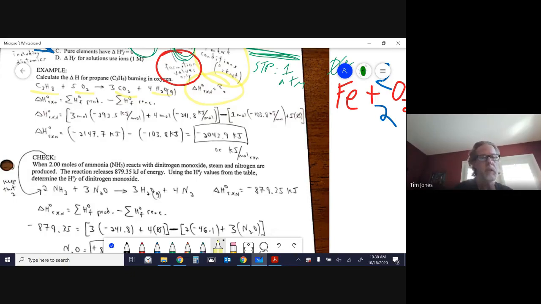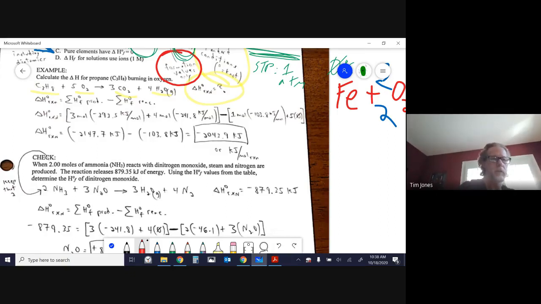Now, in this case, you want to keep the fuel a 1 if possible. So try to keep this an automatic 1 right here in front of C3H8, or whatever the fuel is. Everything else can have a coefficient in front of it. I'm going to get rid of that ugly 1.